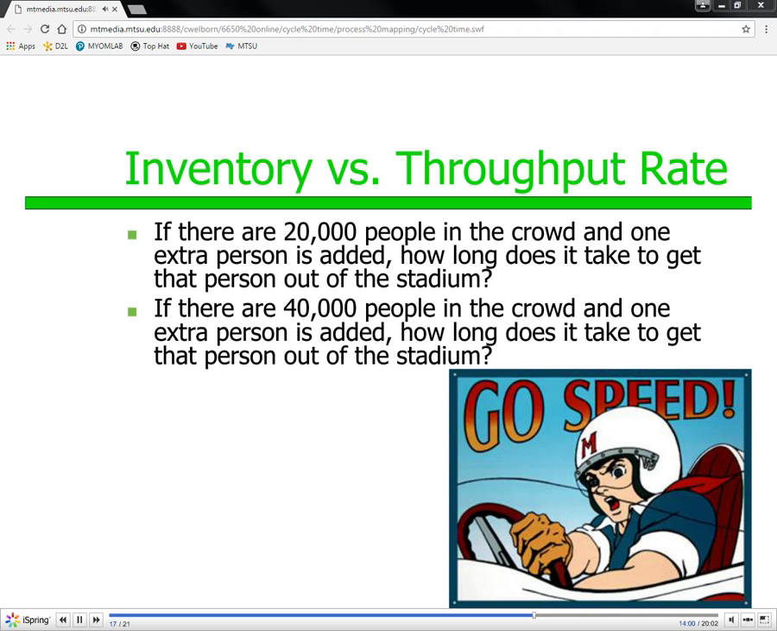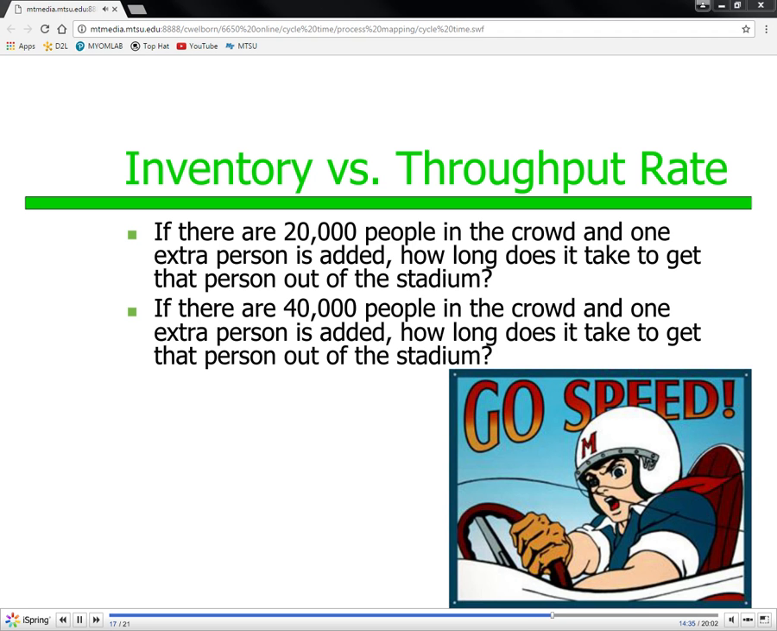Here's my little man, Speed Racer. Hey, Speed Racer. Let's look at a question here. If there's 20,000 people in this crowd and 1 extra person is added, how long does it take to get that person out of the stadium? So we just use our Little's Law equation. Cycle time equals WIP over exits. The WIP is 20,000. The exit rate is 20 people per minute. And so I take my 20,000 people in the stadium, divide by 20 people per minute, and it tells me 1,000 minutes. So that person that walks up at the back of a 20,000 person stadium is going to take them 1,000 minutes to get out.